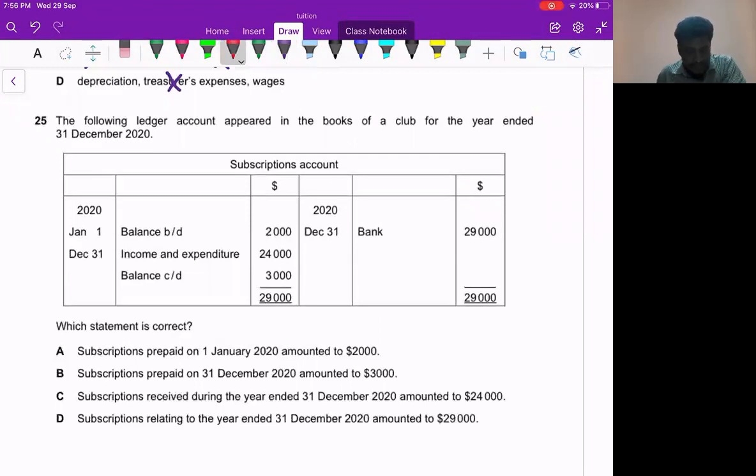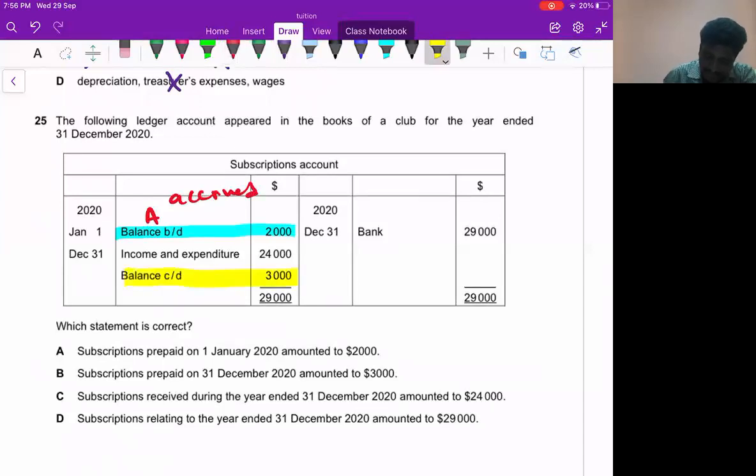Question 25. The following ledger account appeared in the books of the club for the year ended 31st December 2020. This one is balance b/d on the debit side. If the balance b/d is on the debit side, it is my asset. When will subscription become an asset? Whenever it is accrued. Subscription income accrued is my asset. And then balance c/d is here, which means balance b/d will be here, 3,000. This one will be my credit side.